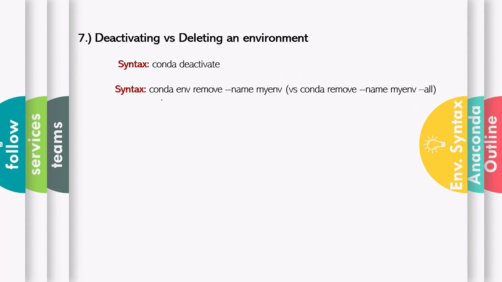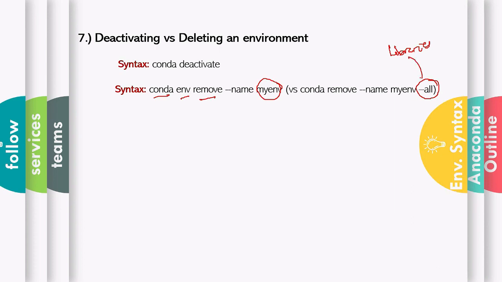Now I say conda env remove, dash name, and what I'm going to remove is my environment. Now, did you notice something here? The same command, conda remove dash name my environment. Now, do you see dash all? This hyphen all is going to remove, now pay attention here, all the libraries that you installed. If you remember in the previous slide, I created an environment and I installed, say, Python 3.6.